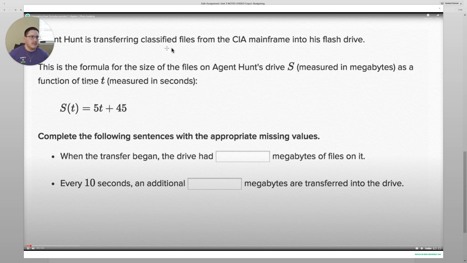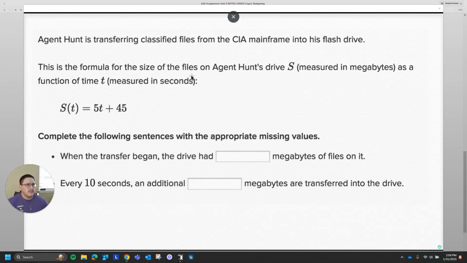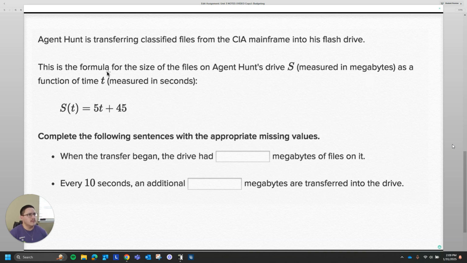Agent Hunt is transferring classified files from the CIA mainframe into his flash drive. This is the formula for the size of the files on Agent Hunt's drive S, measured in megabytes, as a function of time, t, measured in seconds. Complete the following sentences with the appropriate missing values. When the transfer began, the drive had blank megabytes of files on it.